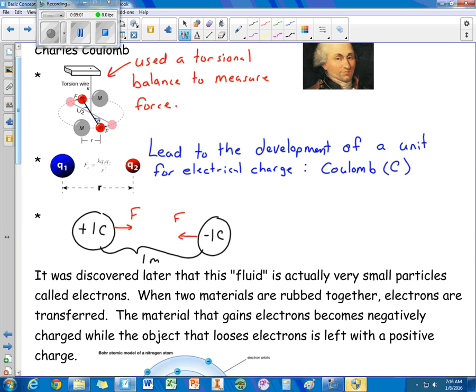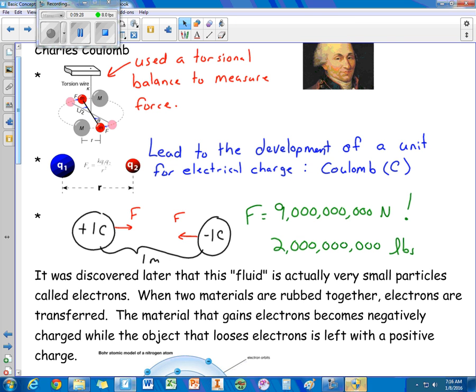Now, to give you an idea, the strength of this force would be 9 billion newtons, or roughly 2 billion pounds. That's a lot of force. That'd be enough force to rip your molecules apart and turn you into a pool of atoms, basically.